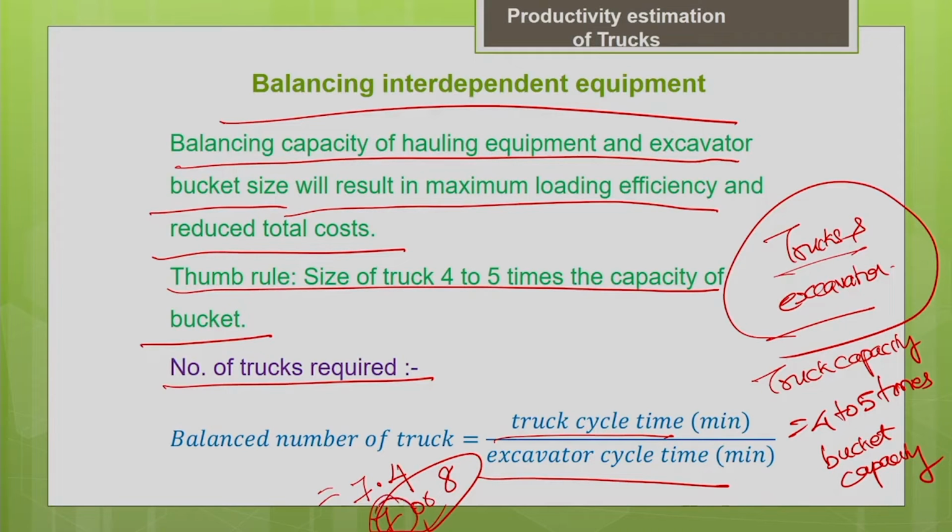If I go for 7 trucks for one loader or one excavator, and if I go for 8 trucks for one excavator, what is the unit production cost associated with that? You consider both the cases and then make a decision. That will be more logical.